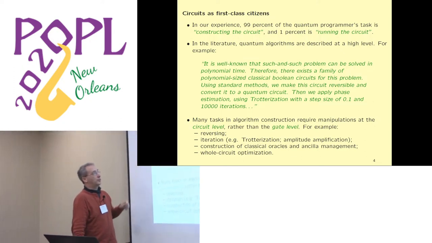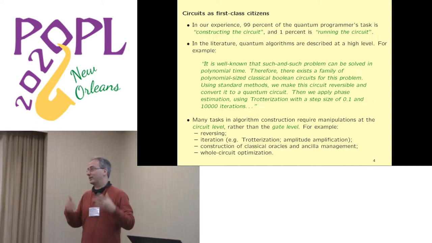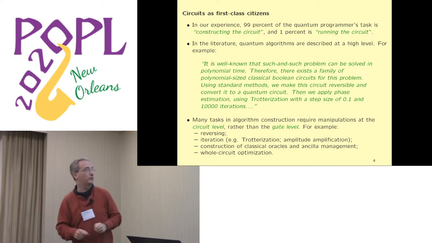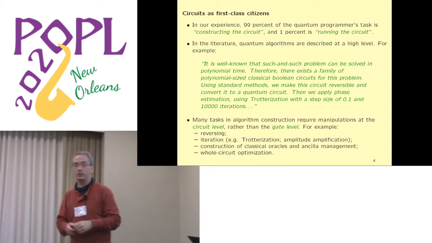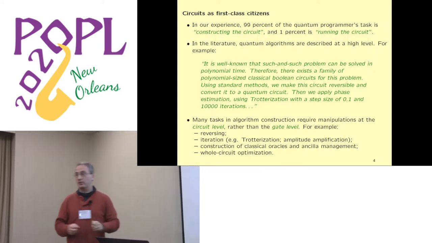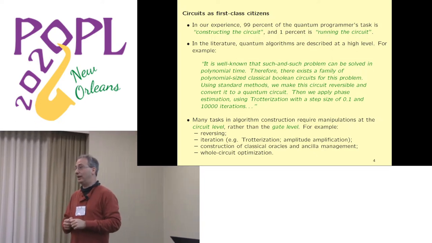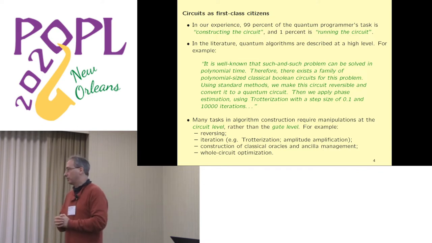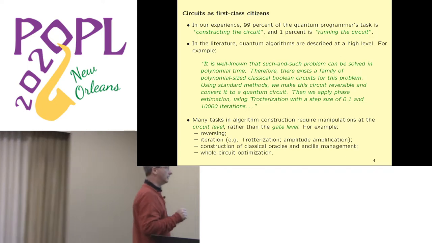It is well known that such and such problem can be solved in polynomial time. Therefore, there exists a polynomial-sized classical circuit, like a Boolean circuit, for this problem. We will use standard techniques to make the circuit reversible, then translate to a quantum circuit, and then we will apply phase estimation using trotterization with a step size of 0.1 and 10,000 iterations. And then the competent quantum programmer is supposed to translate that into a circuit that probably has several millions or possibly billions of gates.